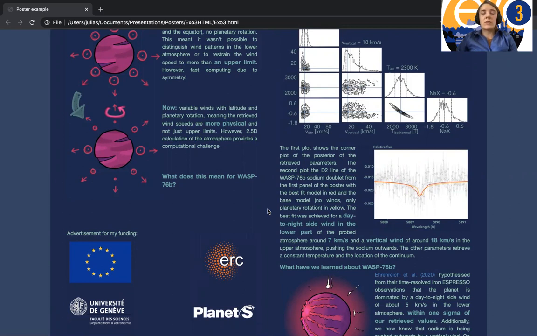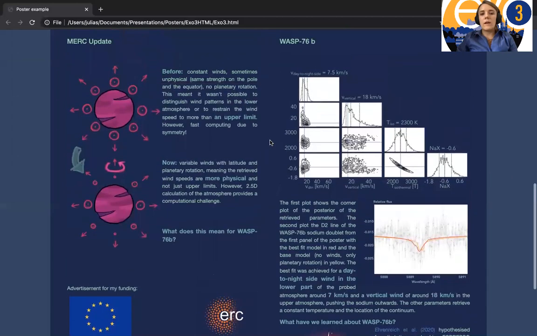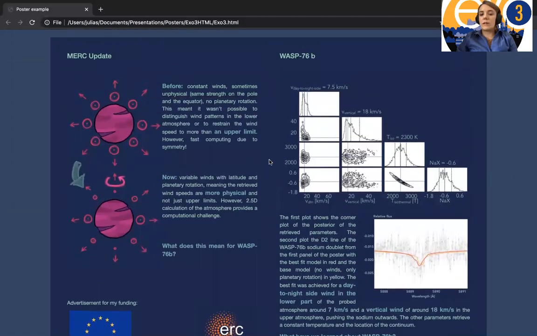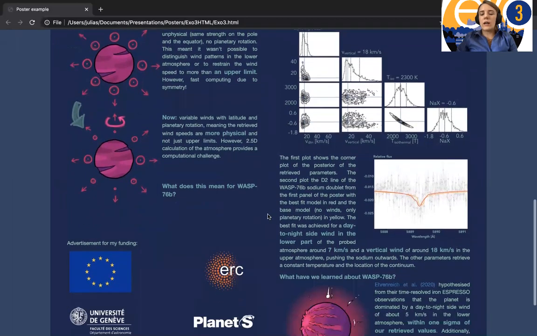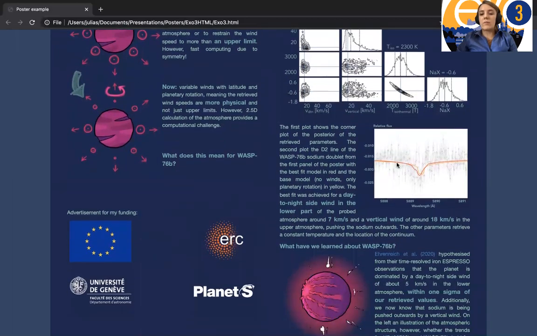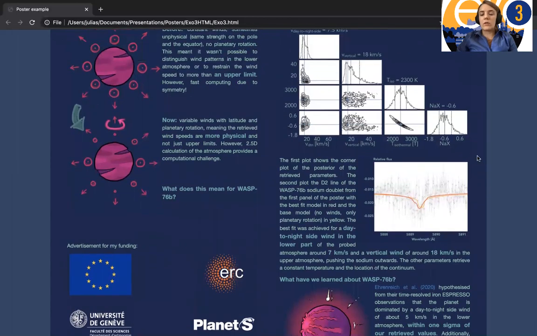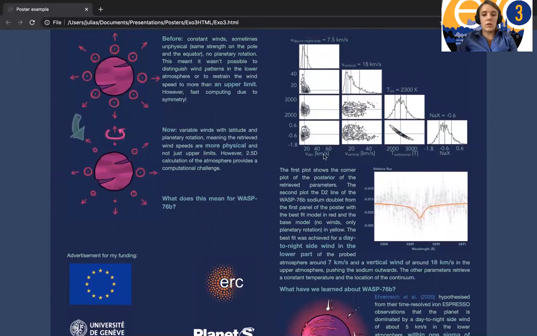This also means that now we can retrieve wind patterns in the lower atmosphere of the planets because it's more sensitive to wind changes. And it also means that we're not talking about upper limits anymore, but we can actually constrain the wind speeds a little bit. And this is what I did for WASP-76b for now on HARPS data. And the results are actually quite fascinating. Here in red, you see the best fit, which is a very good fit to the data. And it also converged quite nicely, as you can see here in the corner plot.